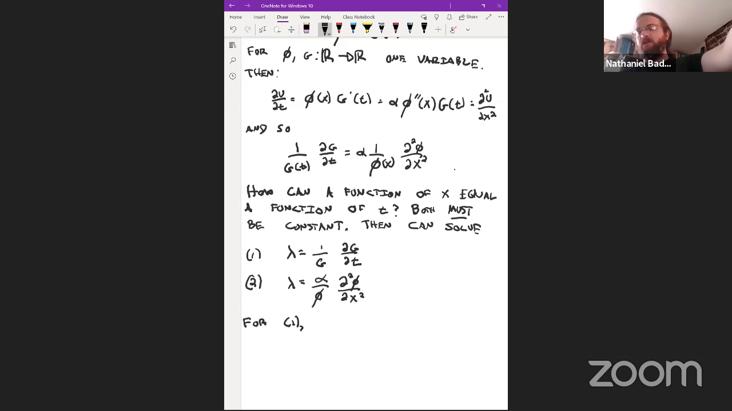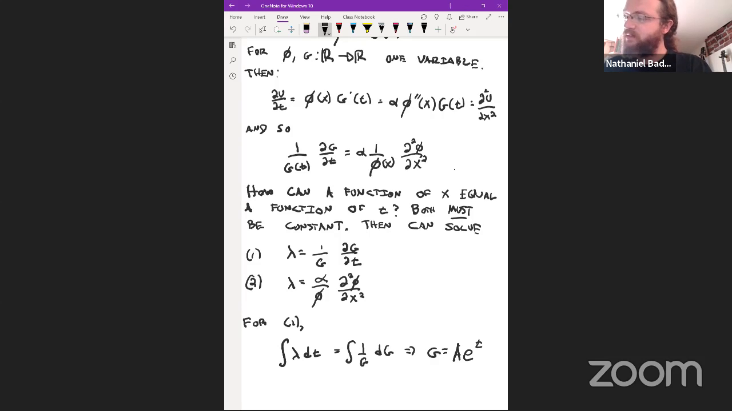What do we think? Lambda is constant, and we've got 1 over g dg dt. How do we solve that? Exactly. So integrating both sides, lambda dt equals 1 over g dg, or g is going to be equal to some a, c, something like that, doesn't matter, e to the lambda t.